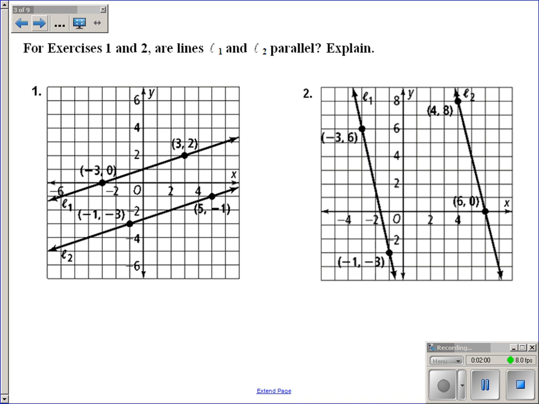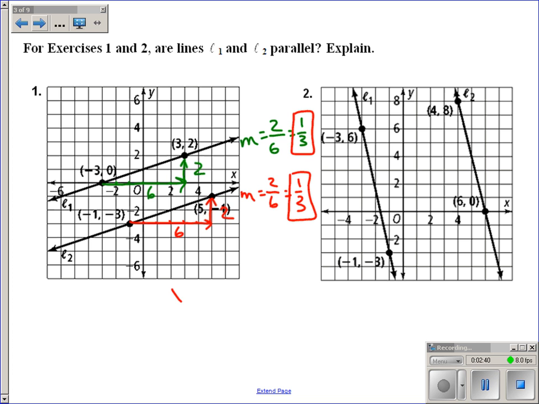In example 1, I will find the slopes of line 1 and line 2 and see if they're the same. I'll go from left to right. The rise is +2, and the run is 1, 2, 3, 4, 5, 6, so 6. The slope is the rise over the run, or 1/3. For line 2, again from left to right, the rise is 2, and the run is 1, 2, 3, 4, 5, 6. The slope is 2/6, or 1/3. These slopes are exactly the same, and because they're the same, these lines are parallel.